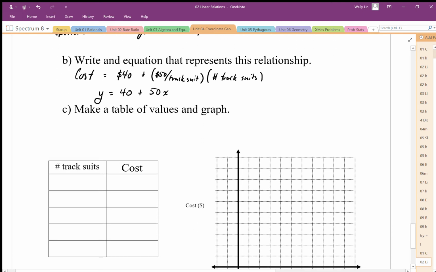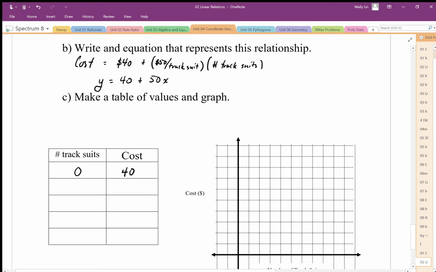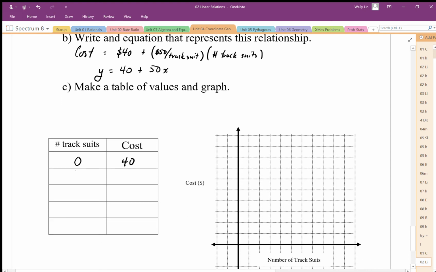Okay, so then we can make our table of values, and in our table of values we always need to put in our starting point. Okay, and how many tracksuits would a soccer team need? Well, maybe this big team got maybe 30 people on this team, and 30 times 50 is going to be 1,500, so it's going to cost us $1,540.